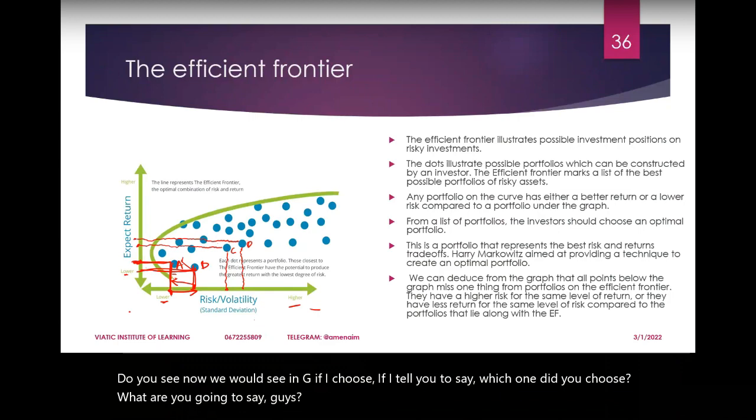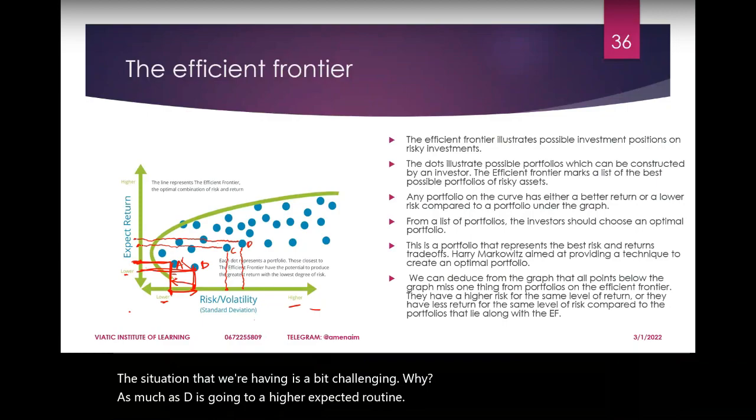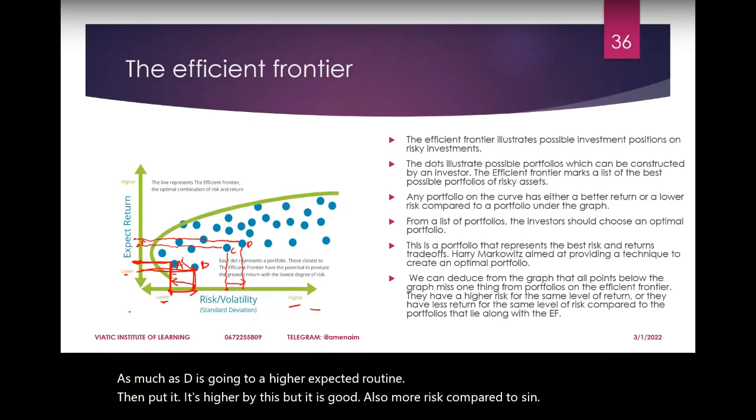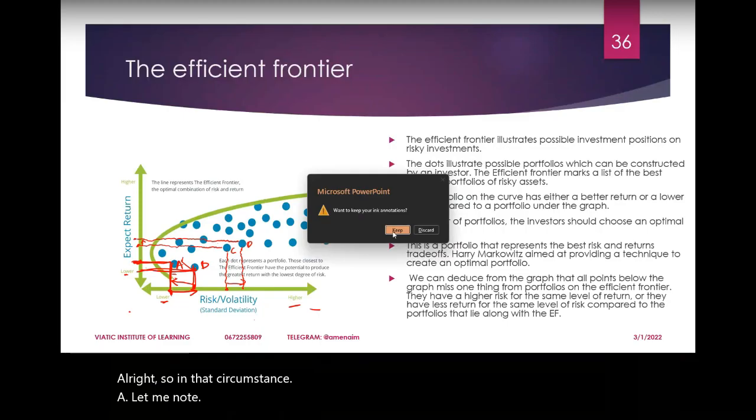You see, now the situation that we're having is a bit challenging. Why? Because as much as D has got a higher expected return than C, it has also got more risk compared to C. Right? So in that circumstance, let me quickly tell you all the details.